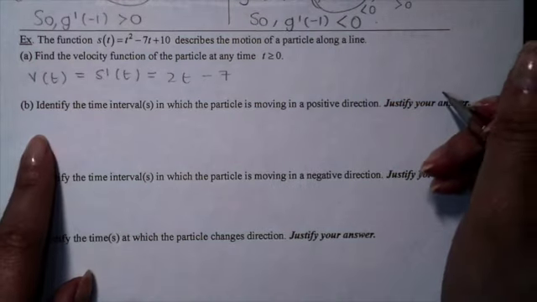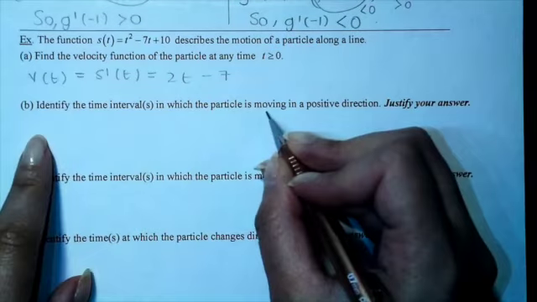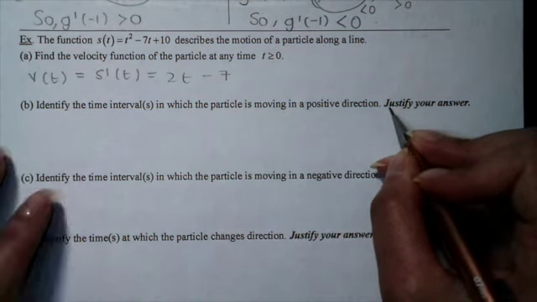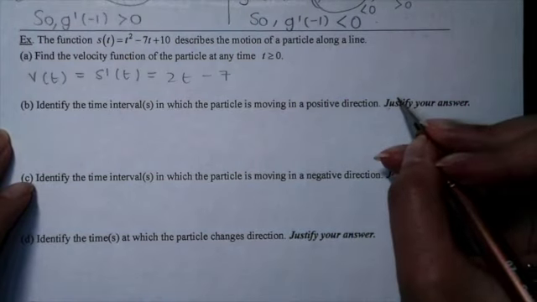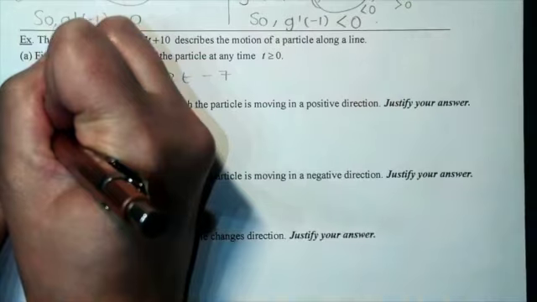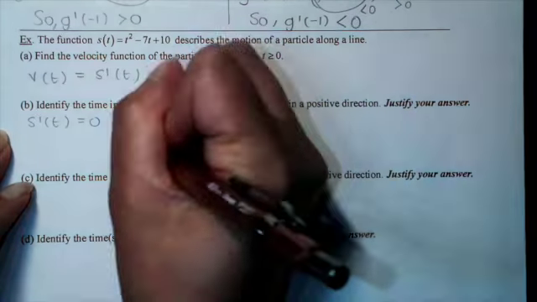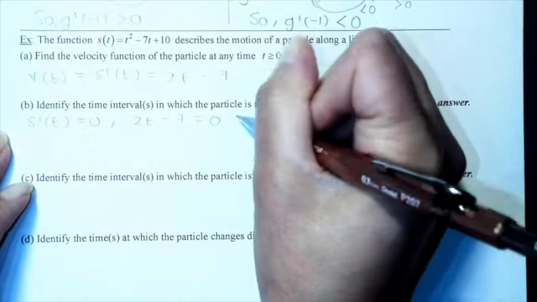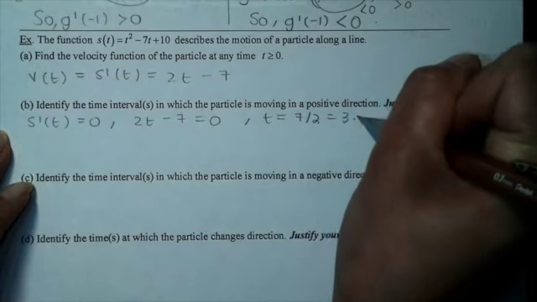Then they tell you, identify the intervals in which the particle is moving in the positive direction. Please remember that in this situation, you are going to do the same as when you determine if a function is increasing. So what do you have here? You are going to use your derivative, set it equal to 0. You have 2t minus 7 equal to 0. So you solve for t, and you have that it's 7 over 2 or 3.5, whatever you prefer.